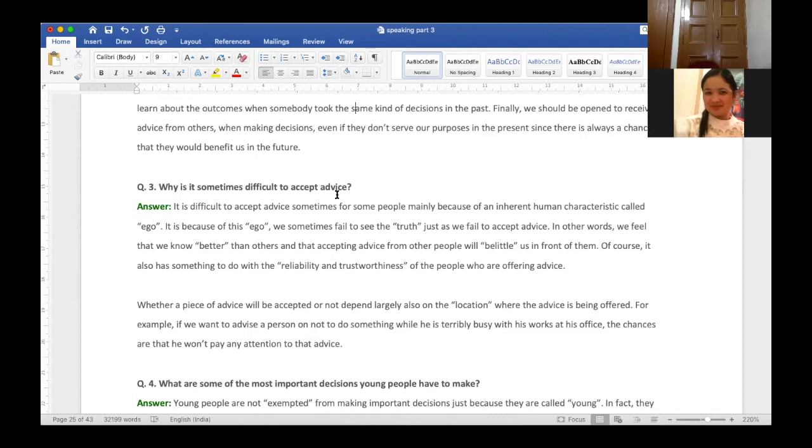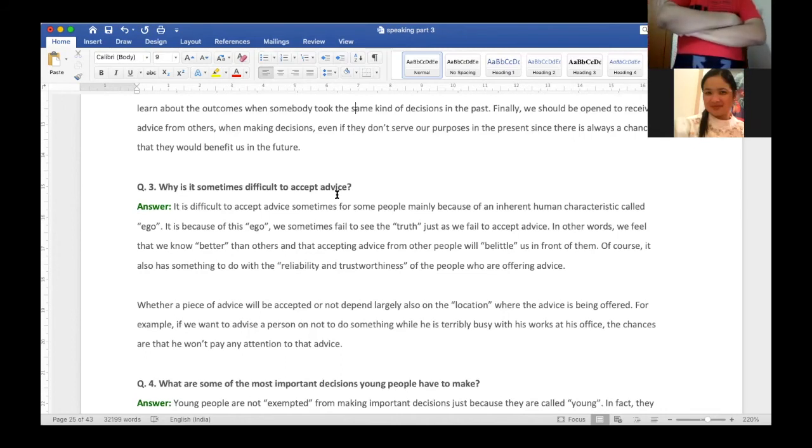Furthermore, when receiving advice from others, we always think that we are more intelligent than them, because we might think these people who seek advice are not able to think for themselves better. Okay.